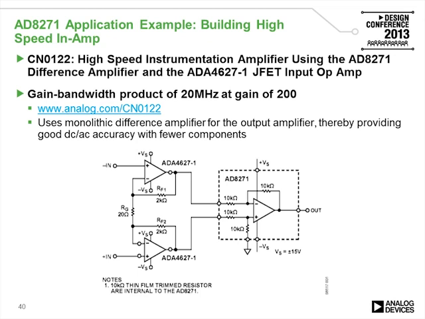Another application of AD8271 is building a high-speed in-amp. In this case, we're showing the ADA4627s buffering the inputs of the AD8271, and the ADA4627s are building a differential gain stage. This circuit is also known as an instrumentation amplifier.